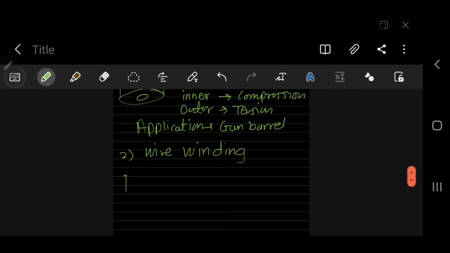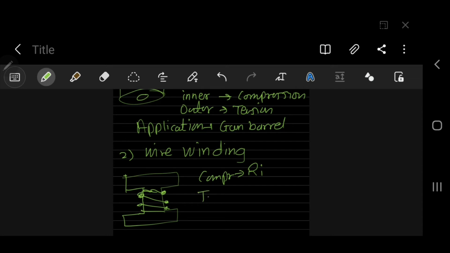Suppose this is our cylinder, we will just wind wire along the circumference. There is place available for winding that wire. Due to the winding, the compression will be generated at the inner side and tension will be present in the wire. This is very simple.